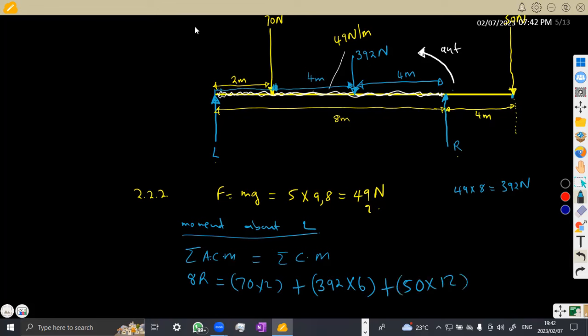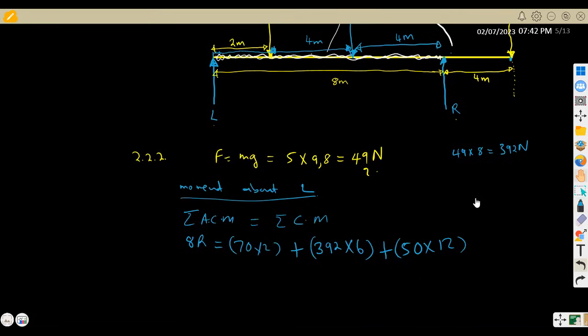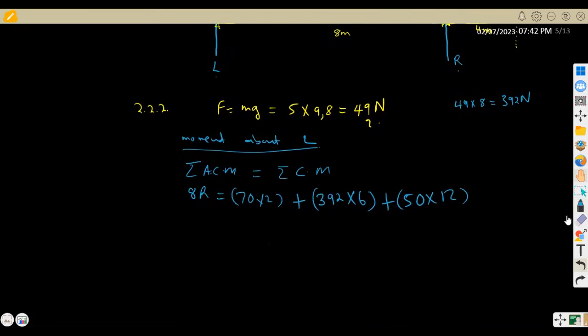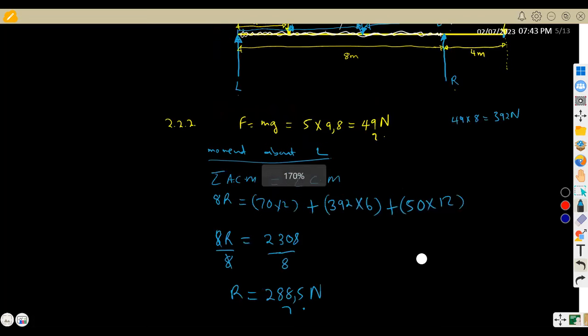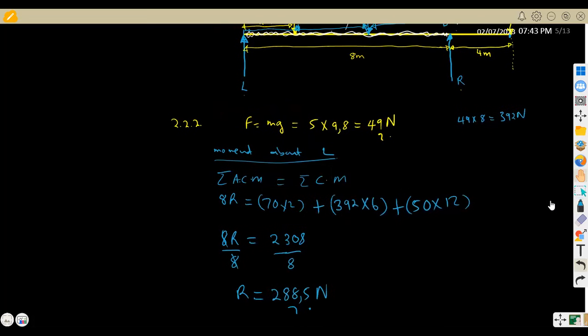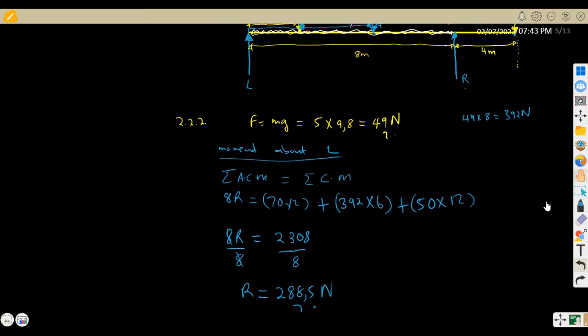So I want you guys to simplify from your calculator. In this case, if you are to simplify everything, we are going to obtain 8R is equivalent to the total of 2308. Then we can divide by 8 both sides. So that means our R in this case is going to be 288.5. So I want you guys to use your calculator properly in this case. All right. So that is what you're going to have if we are to take our moments about L, okay?